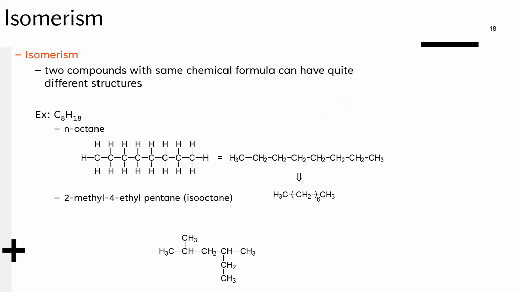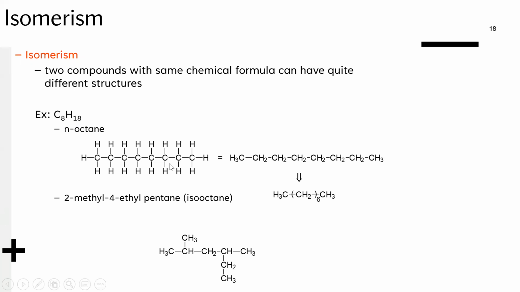What isomers are is that they are molecules or compounds with the same formula, but different geometries or different structures. So, for instance, here you have octane. It has 8 carbon atoms and 18 hydrogens, okay? So it follows the same formula that we discussed before.